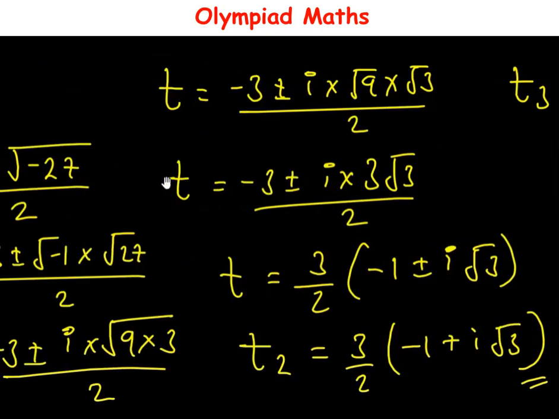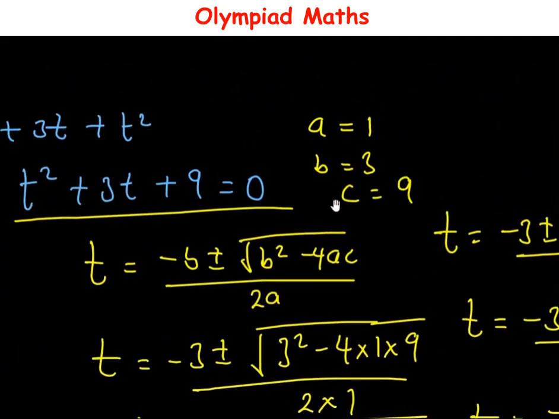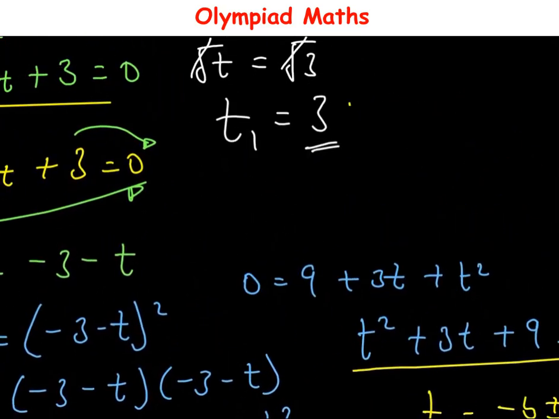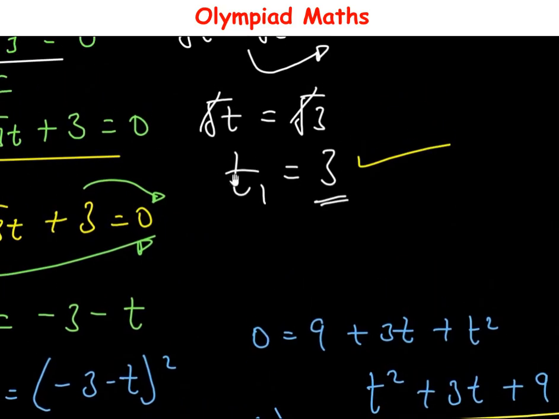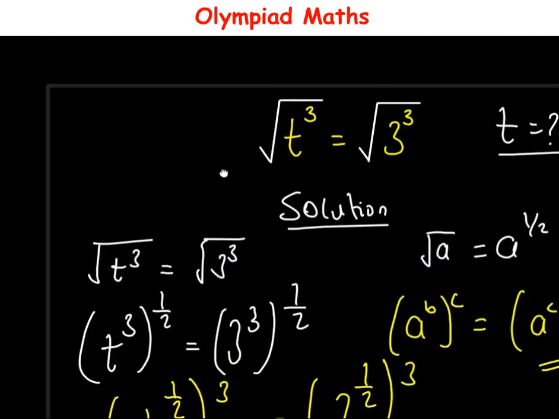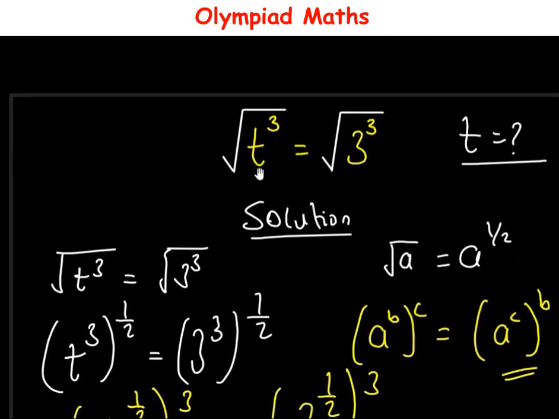But we only have one real solution, which is the first solution of t, which equals 3. Okay, so if you input the value of t as 3 into the question right here, if you input t as 3, 3 raised to power 3 equals square root of 3 raised to power 3. So it correctly satisfies the given equation.